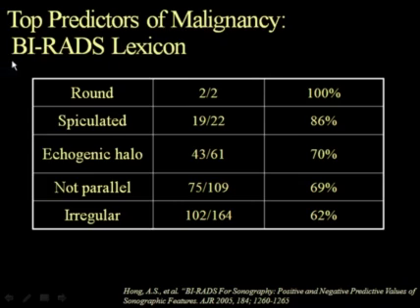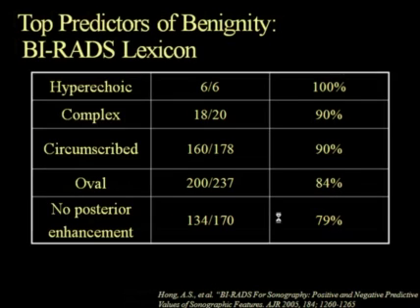By using the BI-RADS lexicon, if the lesion is round, he only had a few of those, but 100% malignant. If it's spiculated, 19 out of 22 or 86% of them are malignant. If there's an echogenic halo, 70% malignancy rate. If it was not parallel to the chest wall, 69%. Irregular borders, 62%.